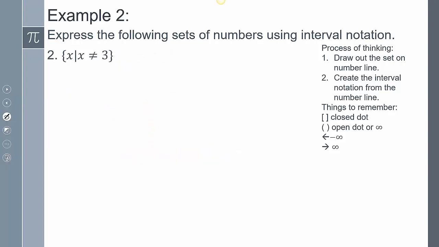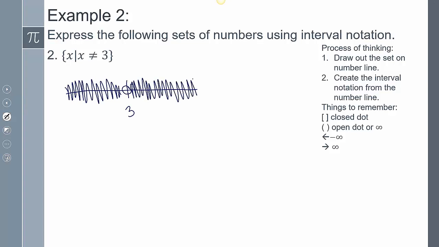Let's examine another one. It says x, where x cannot equal 3. So let's draw out that number line. We said that x can't be 3, so let's say this is 3 here. We're going to put an open circle there, because it can't be that. But it never gave us any other restriction, so I'm going to assume that x is everything else. Right now, that visual representation is saying it's everything else but that 3.